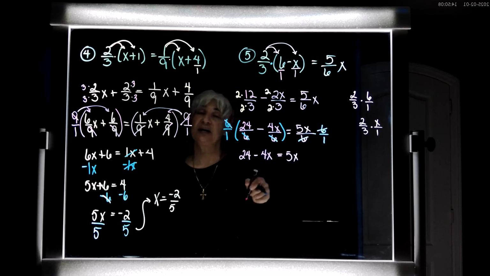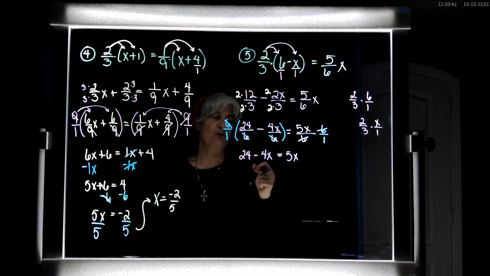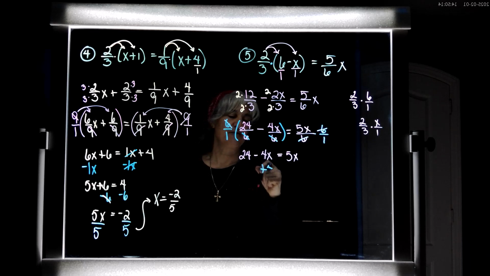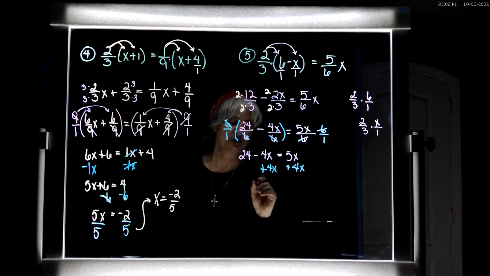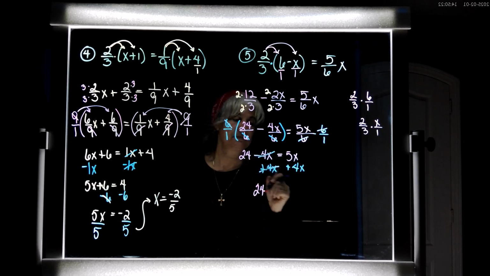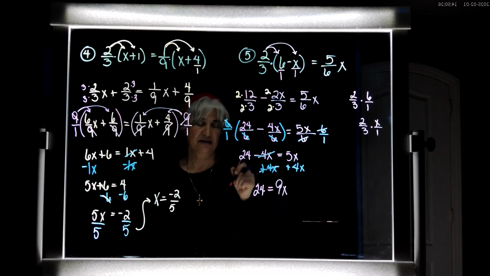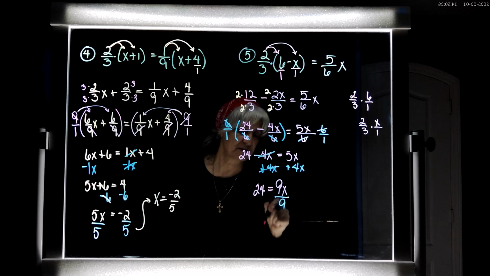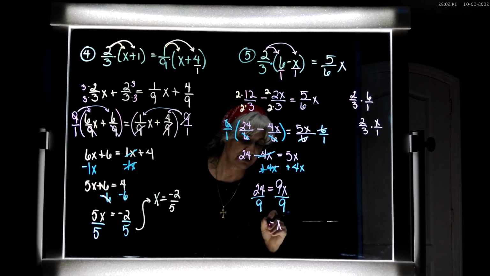Okay? All right, solving for x, what are you going to do? Yeah, get the x's on one side. So let's add 4x to both sides, which means you end up with 24, these guys drop, equaling 9x, and then, good, divide both sides by 9. Very good, which means you have x equals 24 over 9.